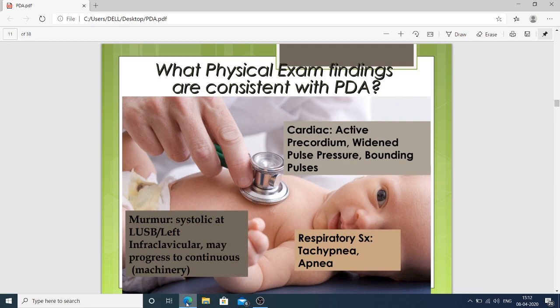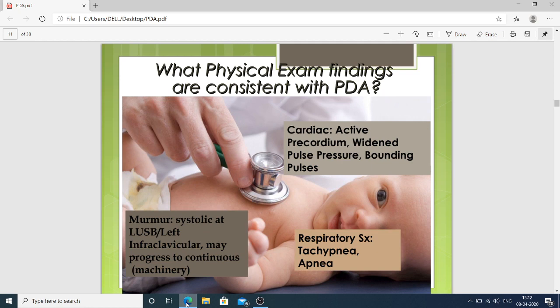Then widening pulse pressure and bounding pulse we already discussed. In case of respiratory symptoms, tachypnea and apnea. Tachypnea is the condition in which rapid breathing occurs, and apnea is the condition in which there is temporary stoppage of breathing during sleep. Then murmur, systolic at LUSB, left infraclavicular. Actually, left infraclavicular and LUSB are regions of the chest.